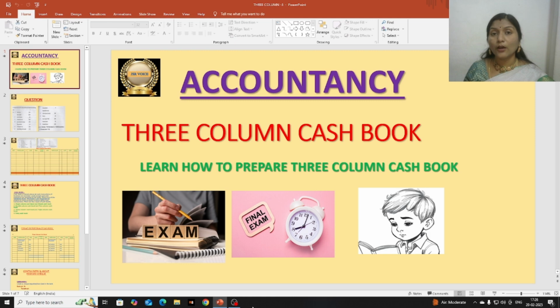This 3-column cash book is a very important topic in accountancy. Intermediate students will get 10 marks if they do this problem in the final exams, and BCom students will get 12 marks in the final examination if they do this solution. Hope this is clear. Let us go and watch the lecture, and here I will discuss one question as well as its solution. Let us start.